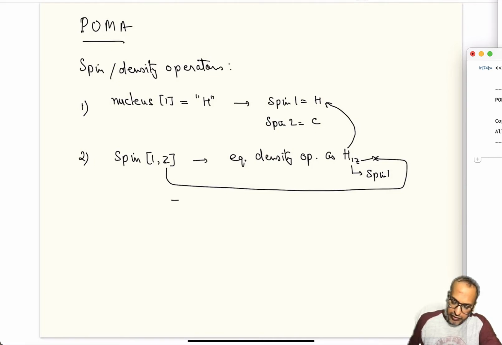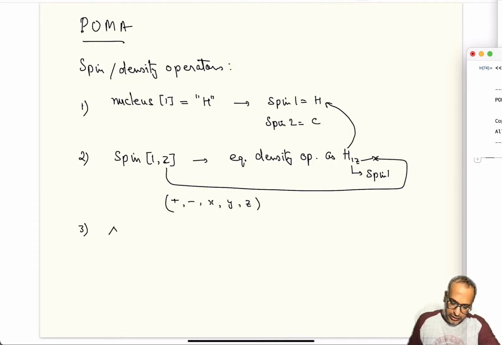One can also define a raising operator, lowering operator, or X, Y, Z, any of these. Okay, so this basically tells you where you are starting. Generally we tend to start at the equilibrium density operator, so we always tend to start with spin 1z, that is I1z or H1z, whatever is the label. Right, that defines your equilibrium density operator.